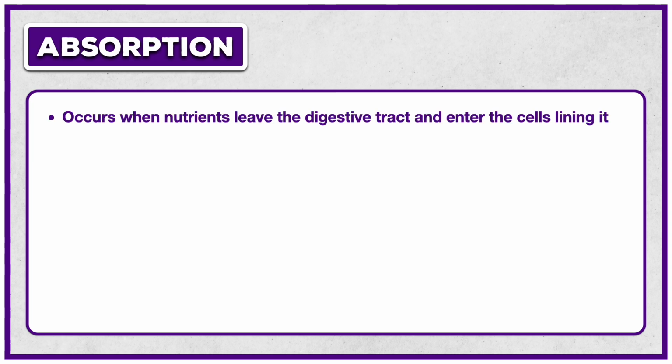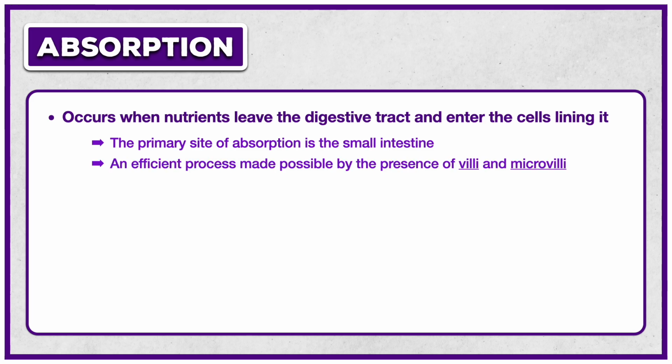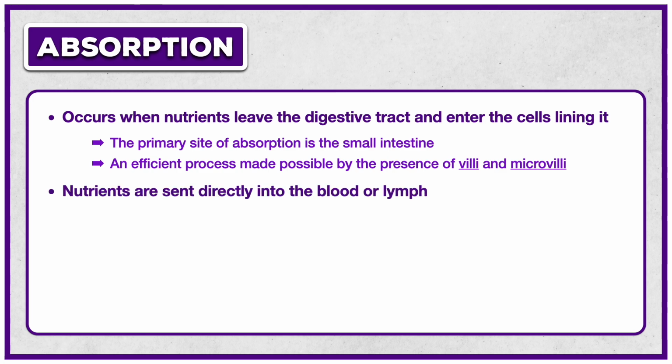That brings us to absorption. Absorption occurs when nutrients leave the digestive tract and enter the cells lining it. The primary site of absorption is the small intestine after most of the mechanical and chemical digestion has occurred and presented nutrients to the intestinal cells in their simplest form. Absorption is an efficient process made possible by the presence of villi and microvilli. These finger-like projections extend from the lining of the intestinal wall to make the surface area much greater than it would otherwise be. After nutrients get absorbed into the intestinal cells, they're sent directly into the blood or lymph.